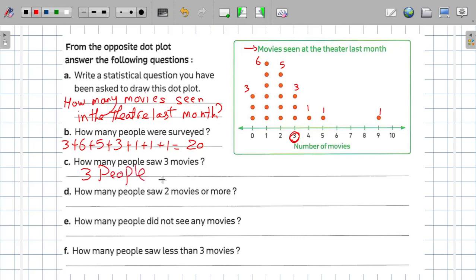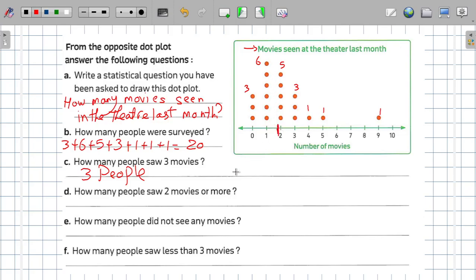Okay. Next, I have how many people saw 2 movies or more. So I think maybe we will stop at 2, like this. I will stop here. And I want to know the number of people who saw 2 movies and more. So I have 2, 3, 4, 5, 6, 7, 8, 9, 10, and so on until the end of the number line. So I will start with 2.